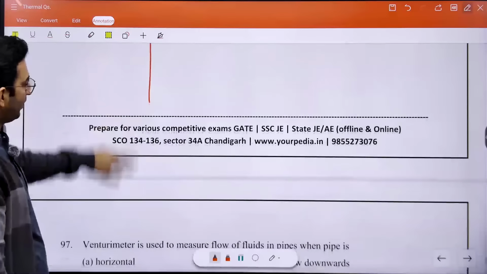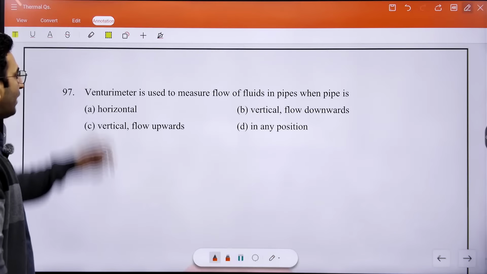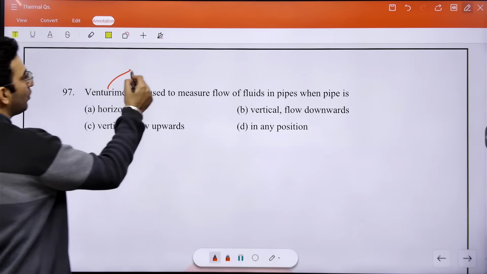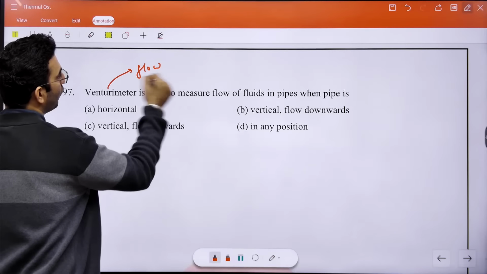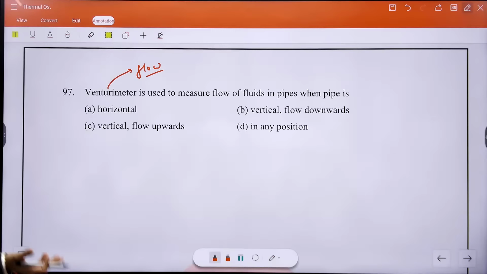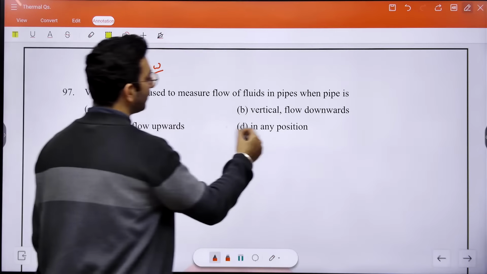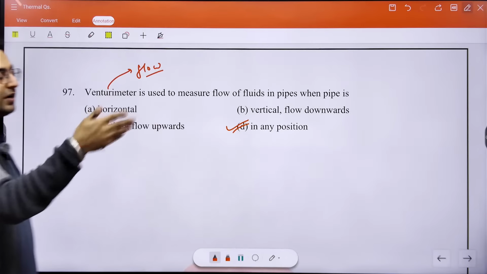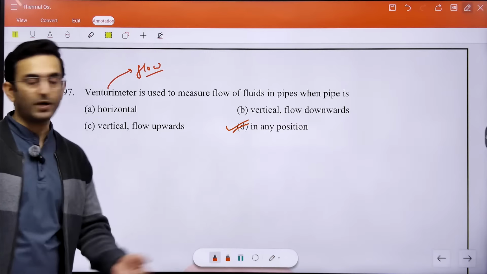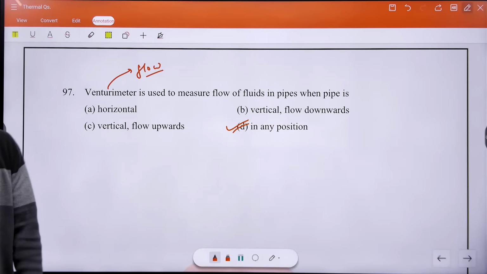Okay. Next, why do we use a venturimeter? To measure the flow. In which direction can you use it? In any direction you can use it. Either horizontal, vertical, or inclined, in any direction you can use this particular device. So that's again a very simple case.